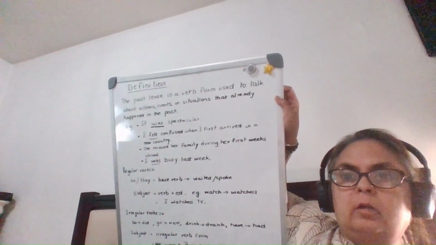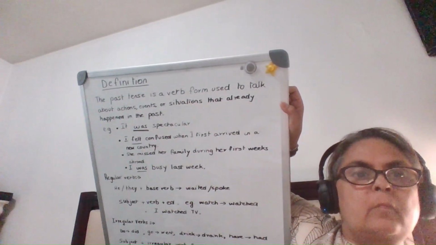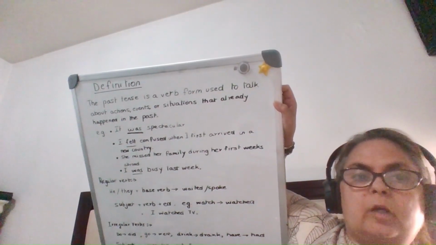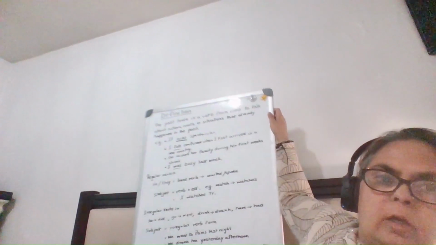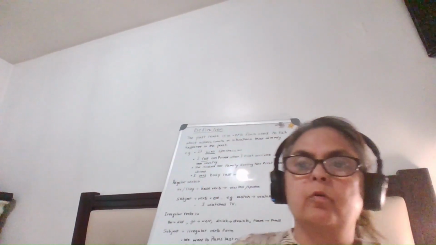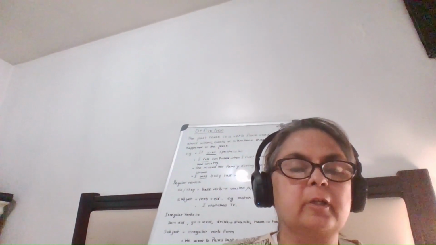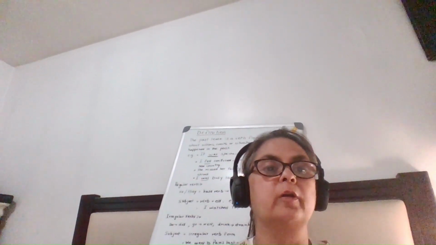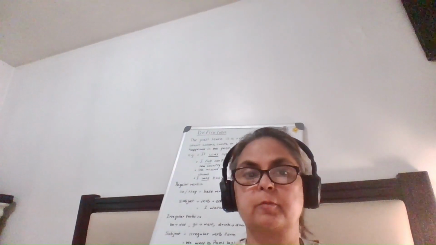The past tense is a verb form used to talk about actions, events, or situations that already happened in the past. It tells us that something has already started and it's finished.